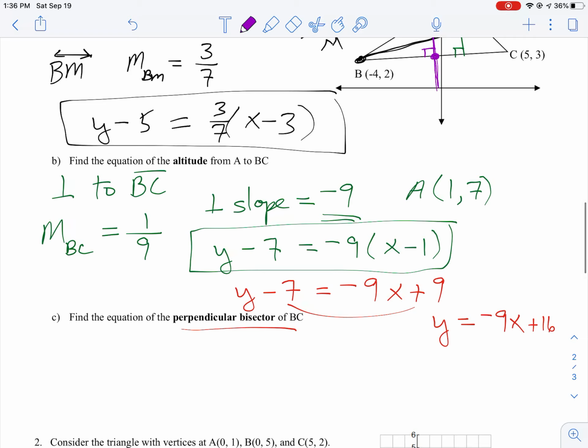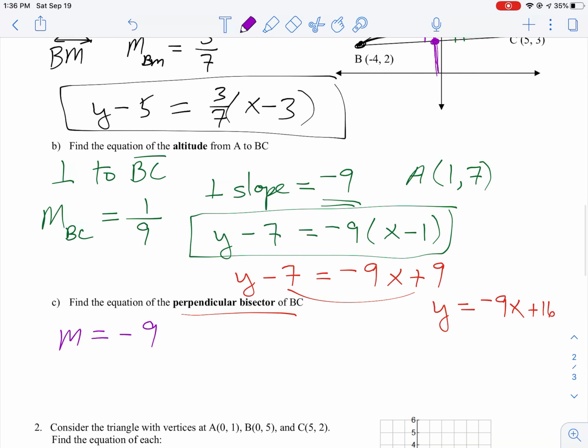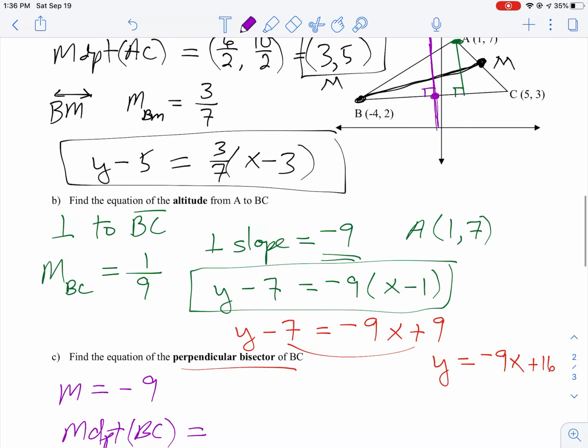So I'm going to take my slope. So this slope of my perpendicular bisector is going to be the same as the altitude above because it has to be perpendicular to BC. Okay, and then I have to find my midpoint of BC. So I'm going to do some work here to find the midpoint of BC. And so that requires me to add the coordinates and divide by 2.